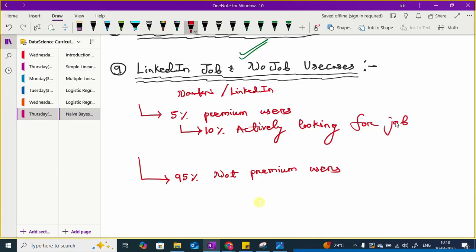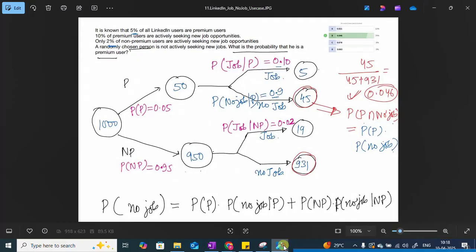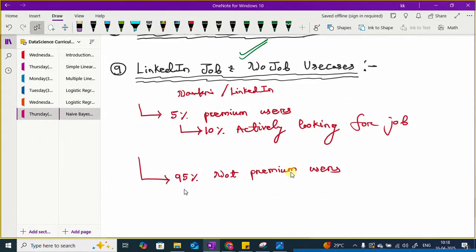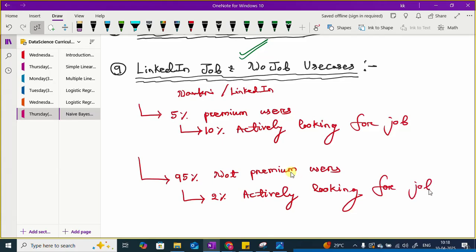Clear? Similarly, it is giving that only 2% of non-premium users are actively seeking a job. So 2% of non-premium users are actively looking for a job. Actively looking for a job. Clear?